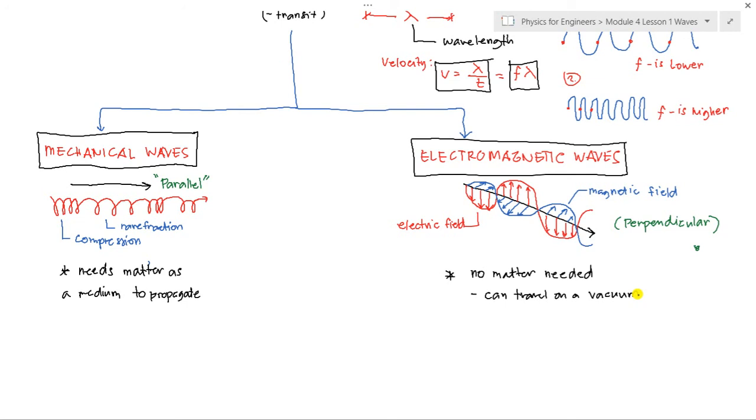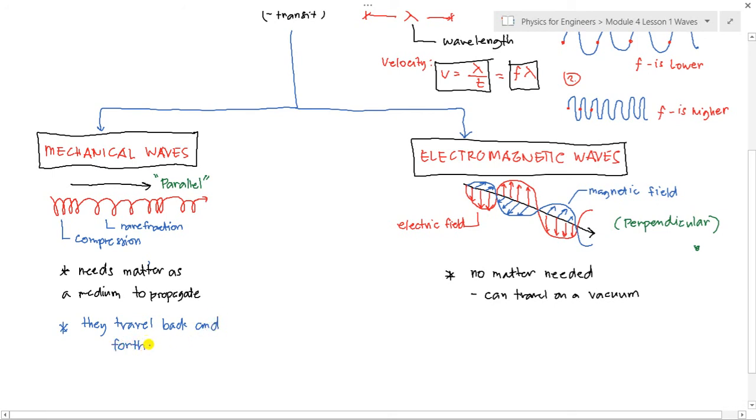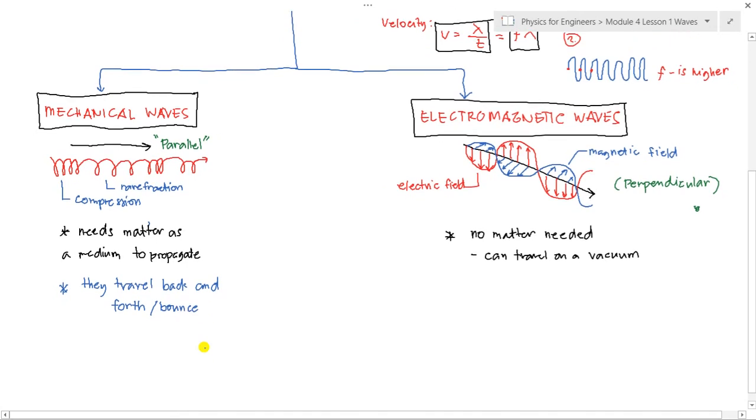Okay. So next, another characteristic of mechanical waves is they travel back and forth. They travel back and forth. So meaning they bounce. It is like throwing a ball at a wall and it comes back to you. So if a mechanical wave meets an obstruction, it bounces, and reflection happens.